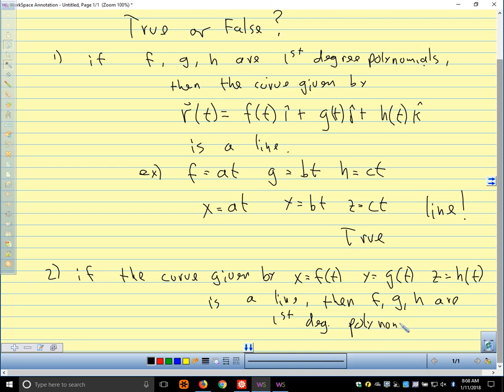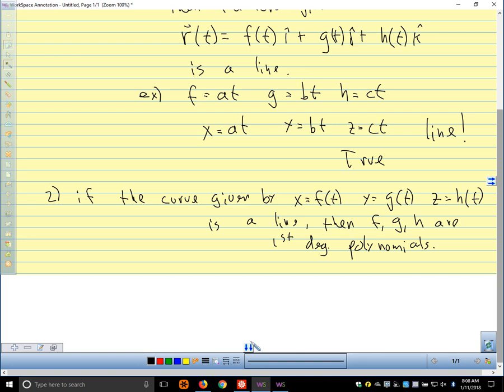The contrapositive is false. No, it's false. The contrapositive is you switch the order and put not in front of everything. All right, so if this curve is a line, then all of our components are first degree polynomials.